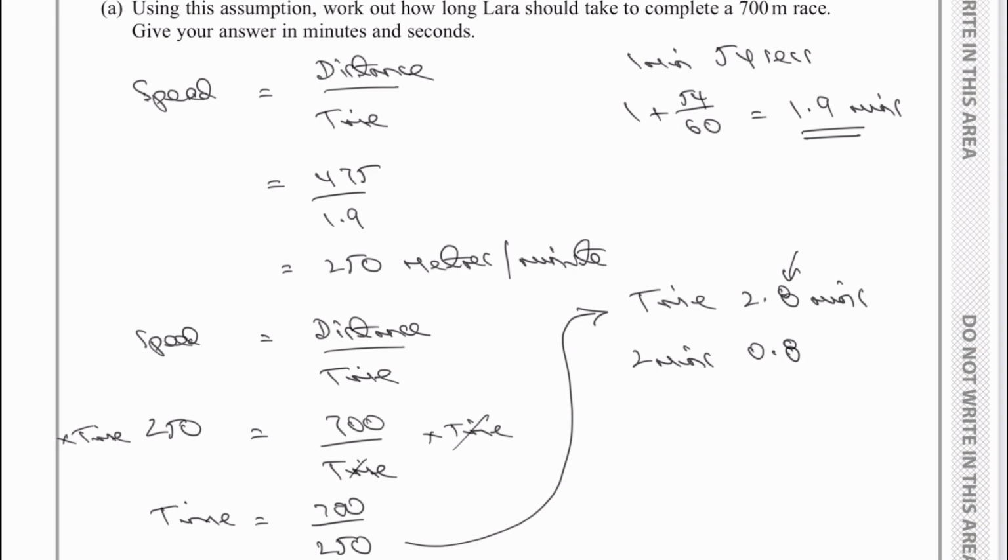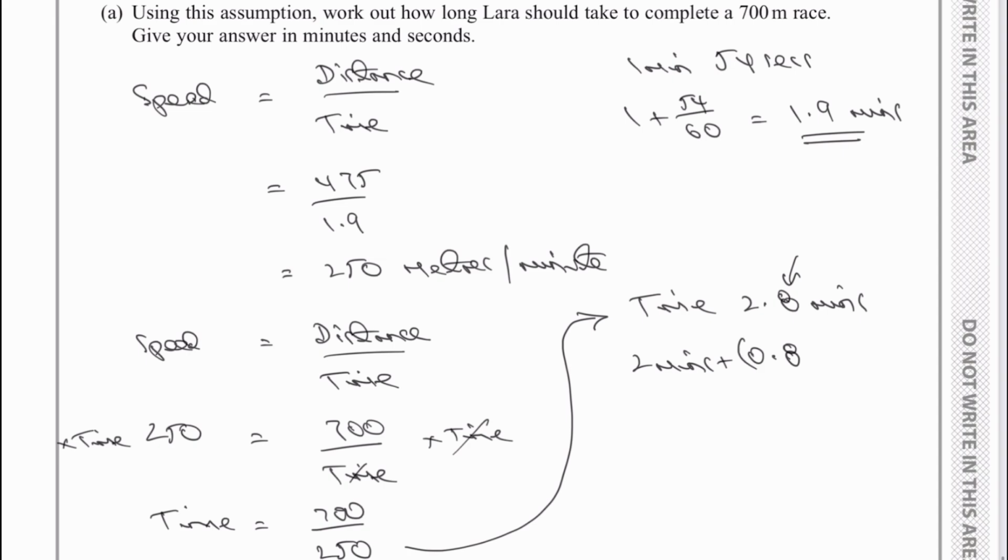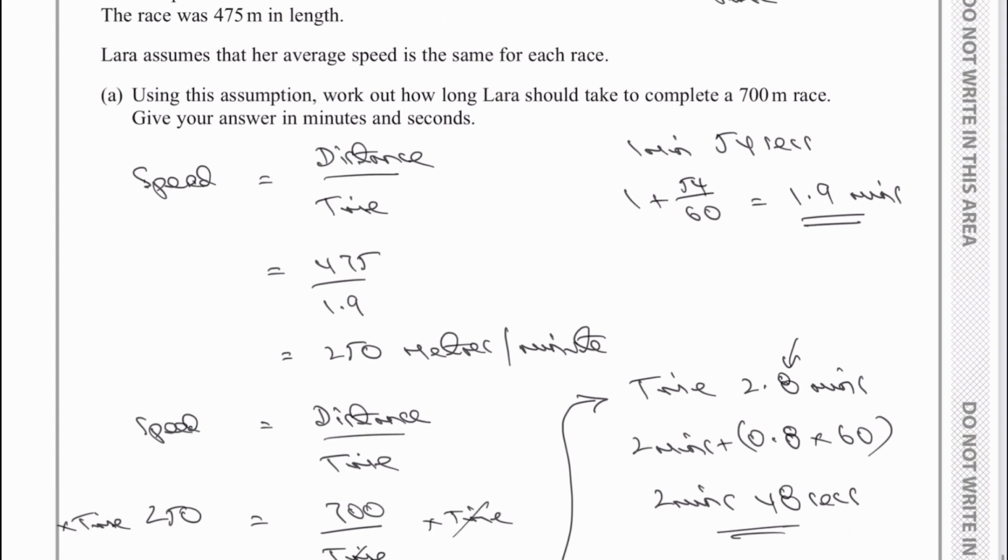That 0.8, if I want to find out how many seconds that is, is going to be 0.8 of 60 seconds, and therefore that will give me 2 minutes and 48 seconds as my answer to this particular question. So they are quite challenging, a little bit difficult to kind of work through, particularly when it comes to converting minutes and seconds and that sort of thing. Just remember that there are 60 seconds in a minute, okay, and the same would also go for 60 minutes being in an hour as well.